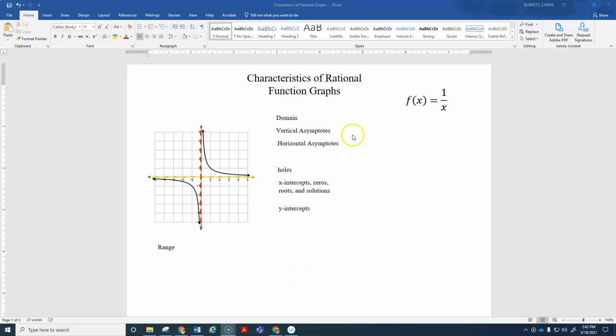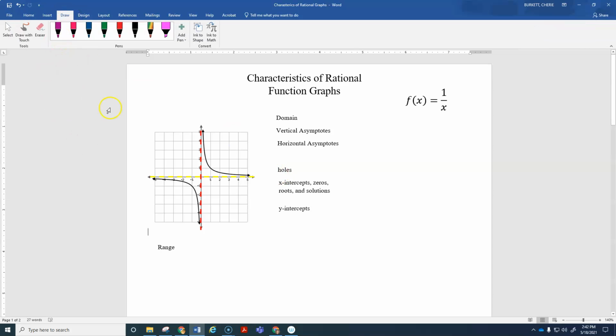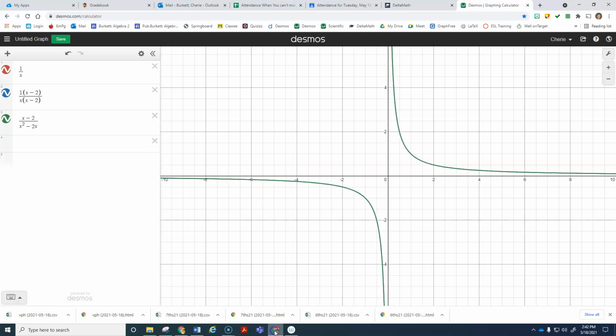So we're back to talking about characteristics of the graphs of rational functions. The thing that we're going to talk about right now are these holes. What the heck is a hole? That's what I want to know. So we're going to go to Desmos and check out how a hole happens in a graph and what it looks like. So let's jump over here.